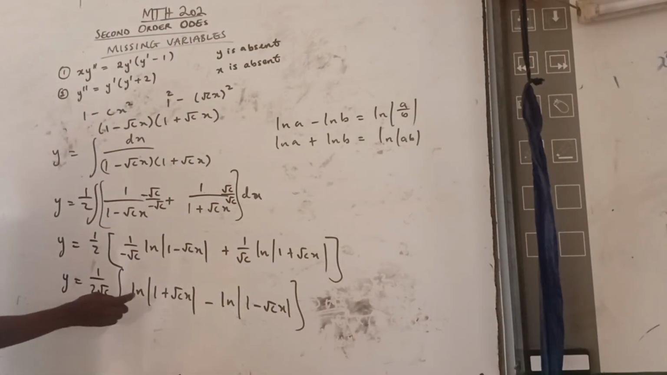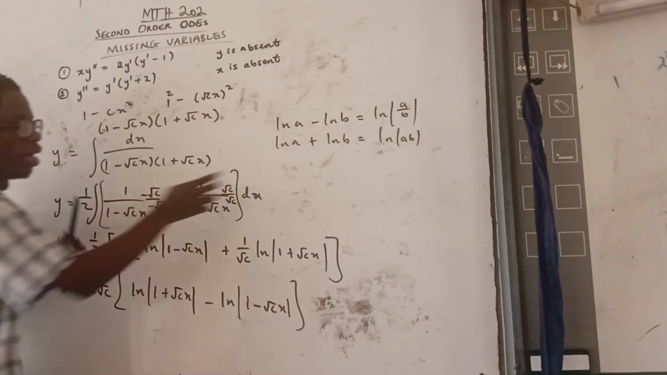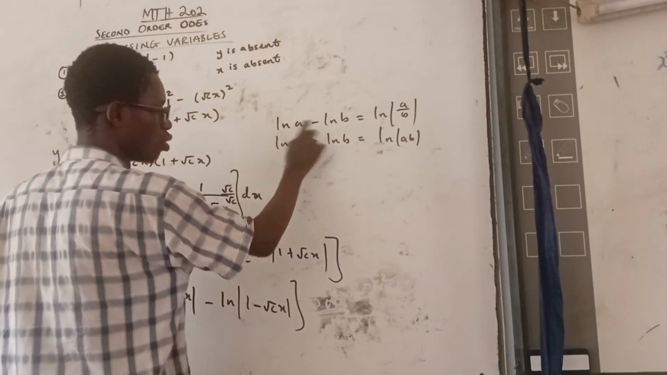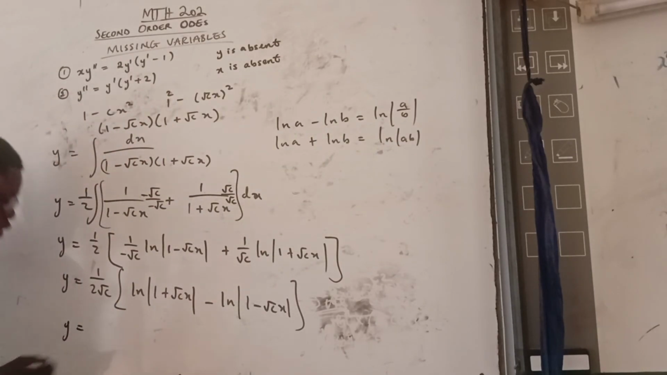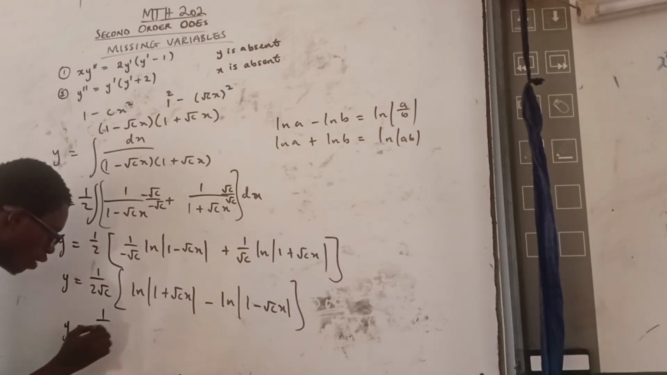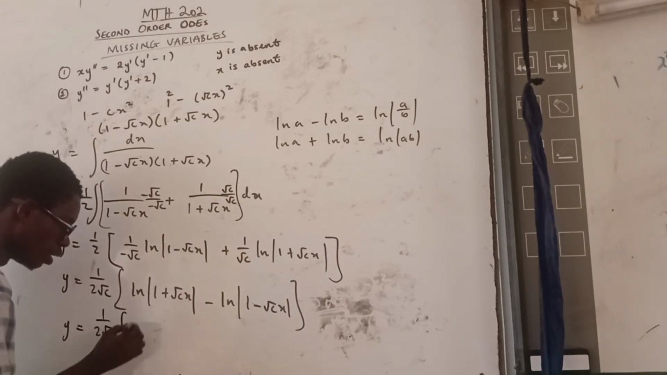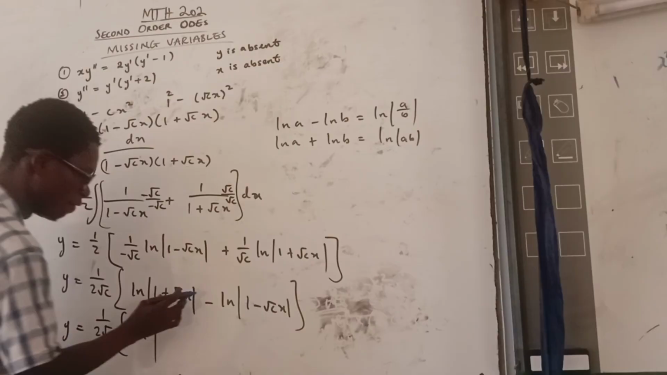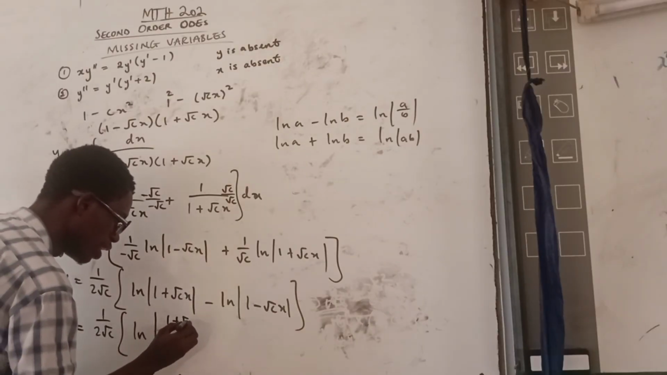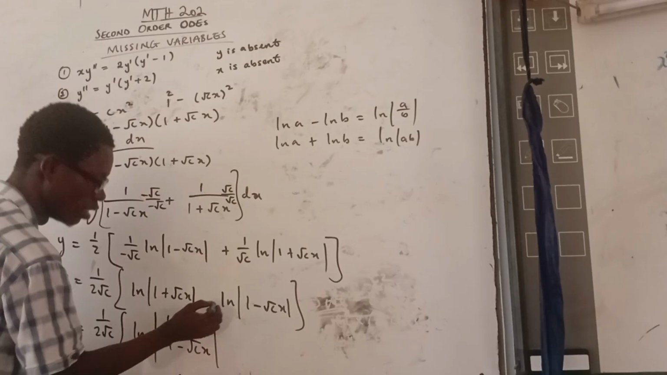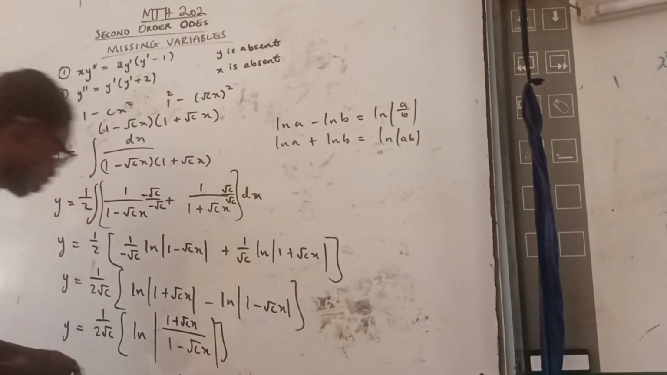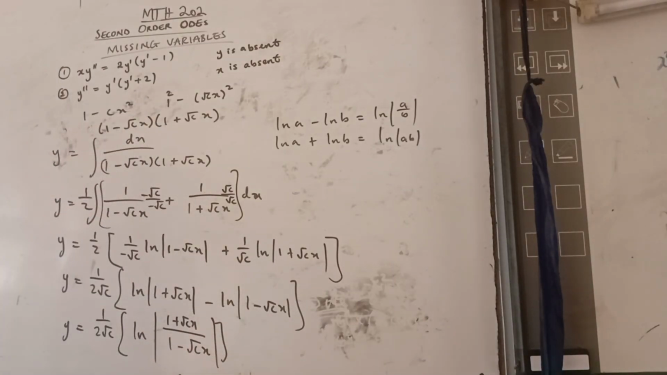Don't forget what we talked about with ln. The addition of ln will give us this, subtraction of ln will give us this. So I can write this as y equals 1 over 2 root c ln of (1 plus root cx) over (1 minus root cx), since what I did was subtraction. So we have something like this, and this will be the final solution to our ODE.